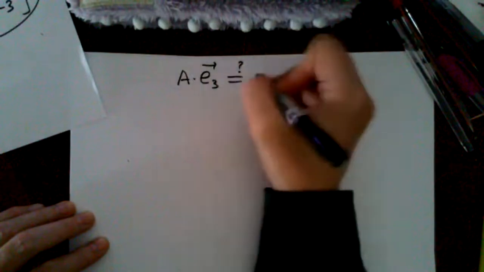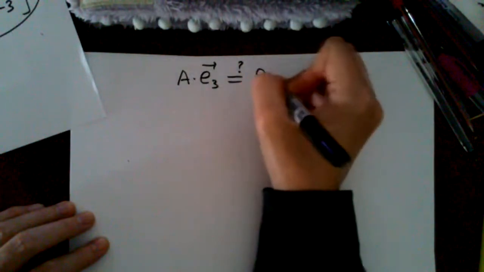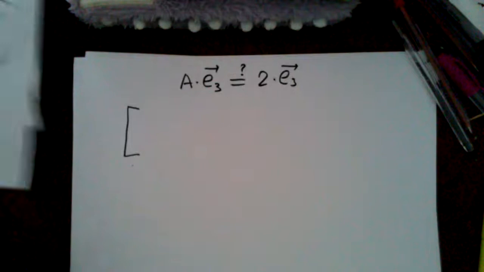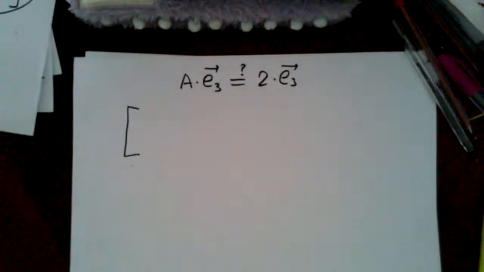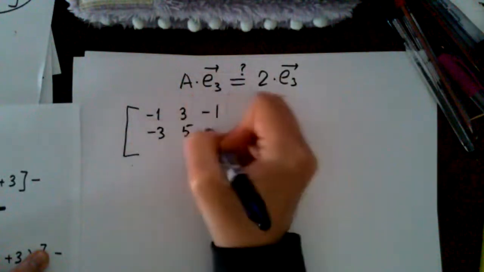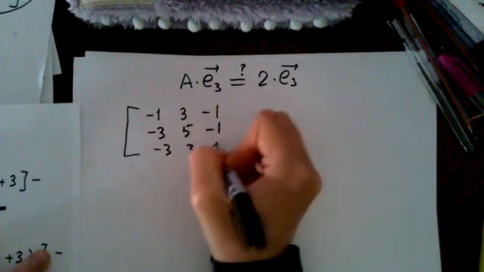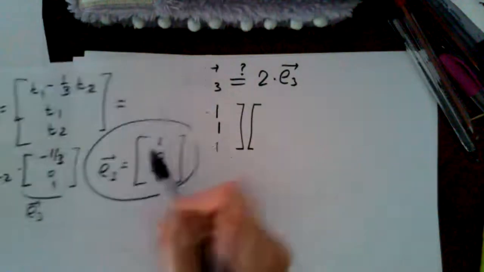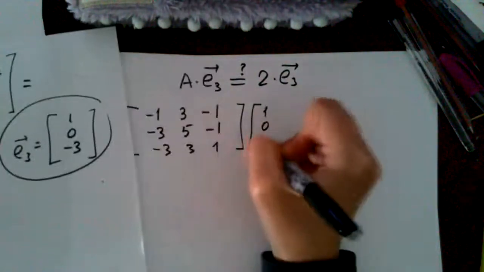Sometimes it happens. So what I need to do is multiply my matrix A by E3 and check if this coincides with lambda E3, which is 2E3. Let's check it. It's better to do it because we want to get the highest score possible during our test. Okay. I lost my matrix A again. So A is minus 1, 3, minus 1, minus 3, 5, minus 1, minus 3, 3, 1, times our vector E3. So we now have a new version of vector E3: 1, 0, minus 3.